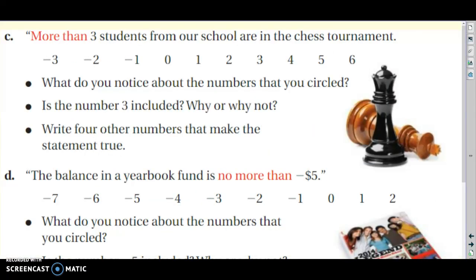More than 3 students from our school are in the chess tournament. So not 3, it's more than 3. 4 or 5 or 6 would all work. And if I translated that into an inequality, I could say the number of students in the chess tournament is greater than, more than 3.